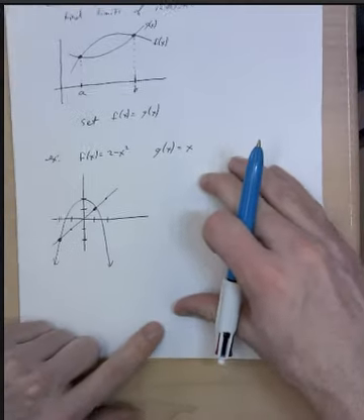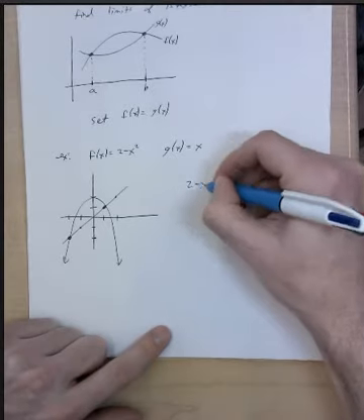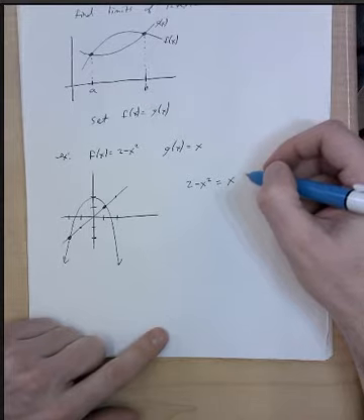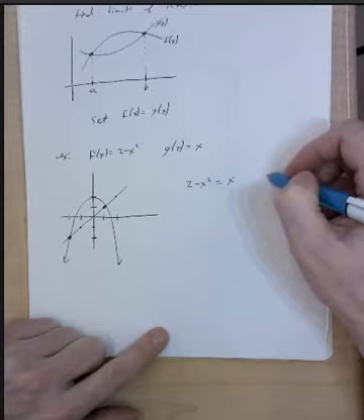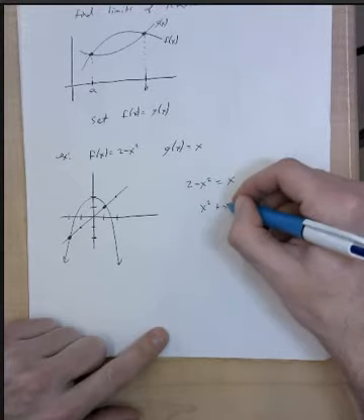So we'll set them equal to each other. So we set 2 minus x squared equal to x, and figure out when they are going to be equal. So I'm going to add the x squared over here and subtract the 2 and rearrange the terms. So x squared plus x minus 2 equals 0.